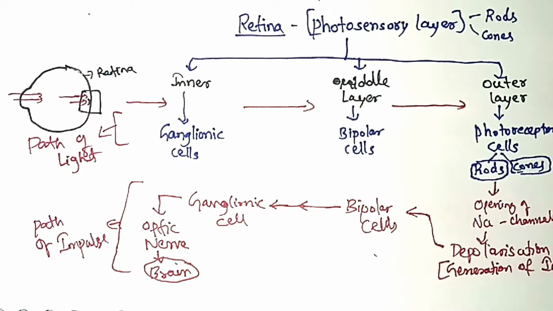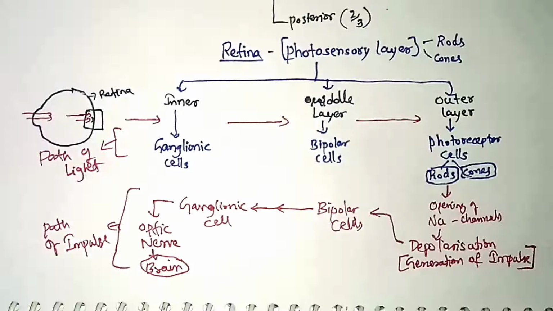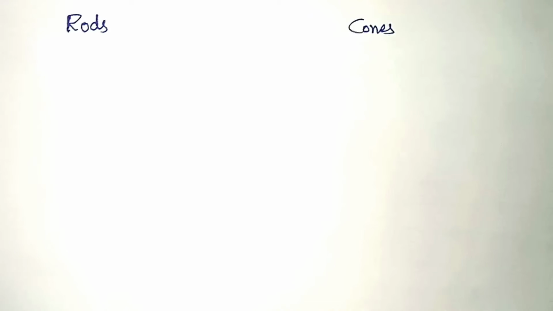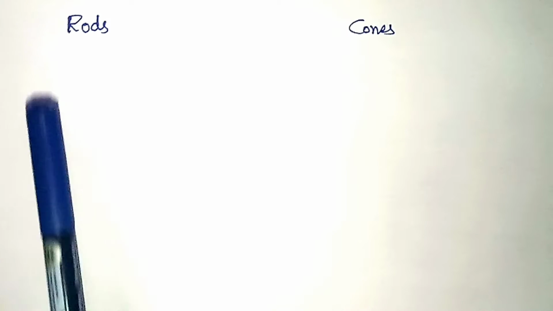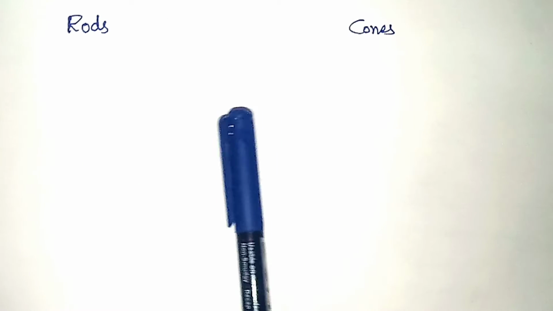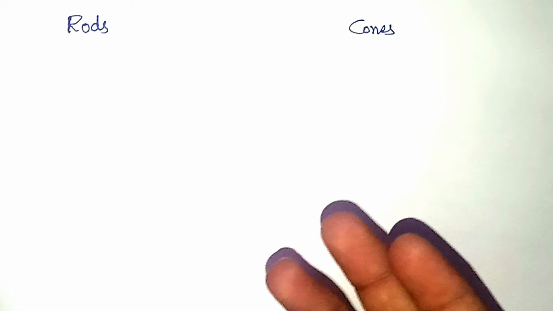So now we will discuss the mechanism of vision. Is it clear to you all? Path of light and path of impulse. Before starting the mechanism of vision, we will discuss what are rods and what are cones. Rods and cones are nothing but structures present in the eye, which consist of pigments, which help us to see.